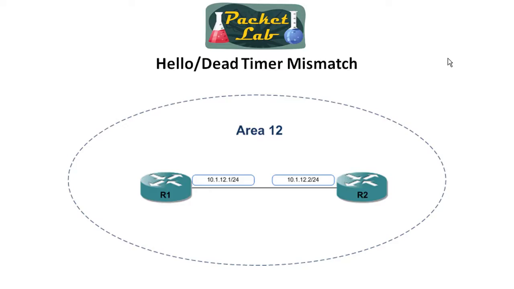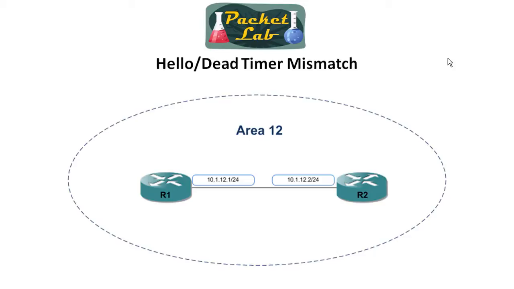Okay, next up in the OSPF parade of mismatches is the hello/dead timer mismatch. And our topology is going to be ridiculously easy again. R1 connected to R2, and we're going to be in the same area, which is going to be, I guess, area 12 this time, so we don't have to worry about our area mismatch.